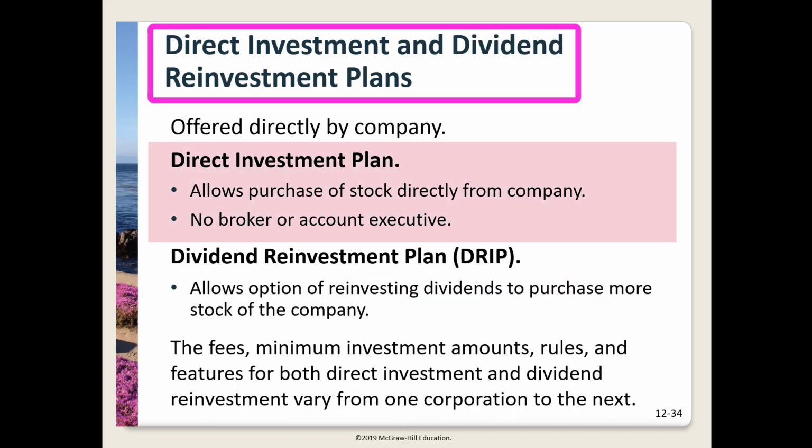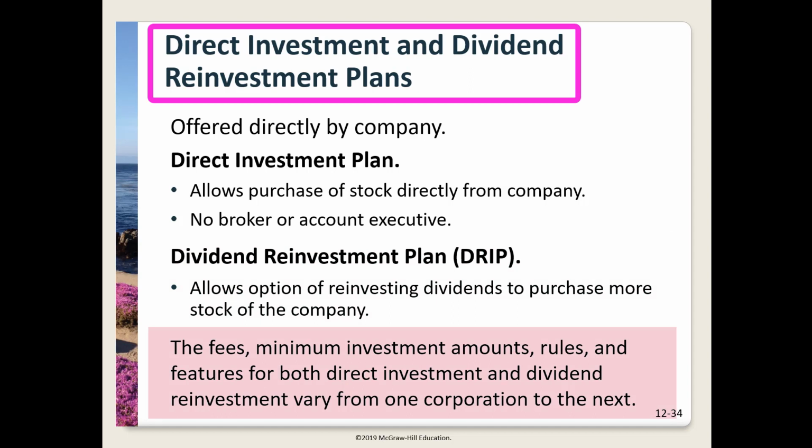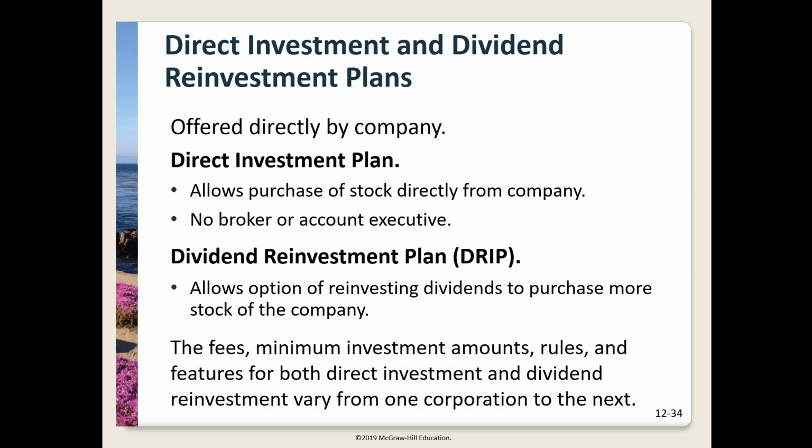Some firms allow direct investment, buying stock directly from the firm without a broker. Dividend reinvestment plans are offered by most major companies. You can elect to reinvest your dividends in more stock of the firm. The advantages are that fees are typically lower and stock is frequently offered at a better than market price.